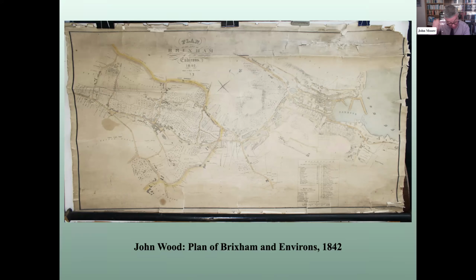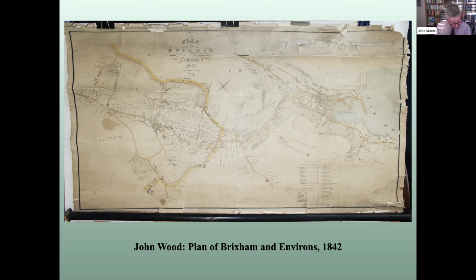Further south, this example of Wood's 1842 plan of Brixham underlines one of the major problems faced by all students of local history in an age of increased access, but limited financial resources. It is held in the Brixham Heritage Museum, and the need for some conservation work, or at least tender loving care, is all too obvious.